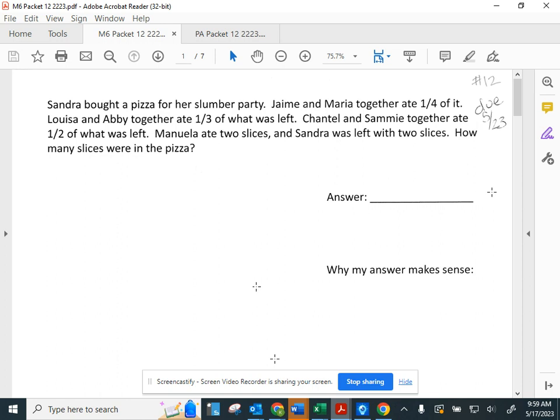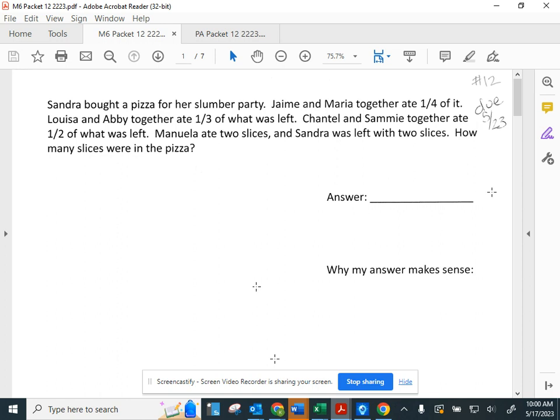Sandra bought a pizza for her slumber party. Jamie and Maria together ate 1/4 of it. Louisa and Abby together ate 1/3 of what was left. Chantel and Sammy together ate a half of what was left. Manuela ate 2 slices, and Sandra was left with 2 slices. How many pieces were in the pizza?